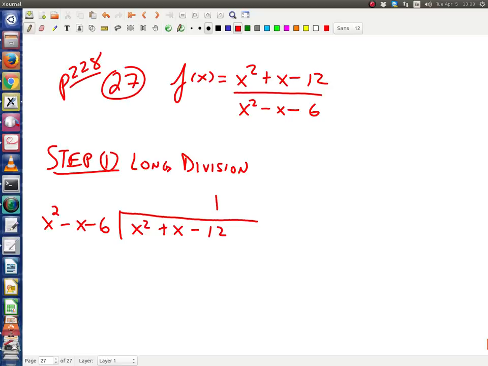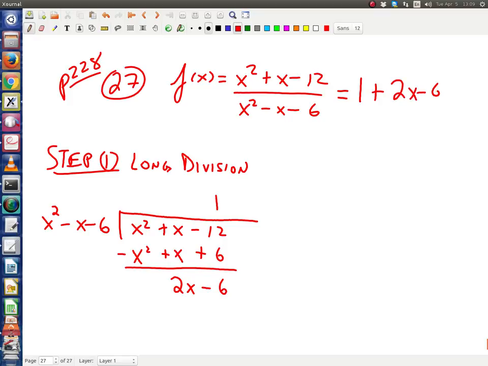It's 1. So 1 times x squared is x squared. 1 times negative x is negative x. 1 times negative 6 is negative 6. Let's add the opposite, and we get 2x minus 6. What does that mean? That means that the dividend, x squared plus x minus 12, divided by the divisor, x squared minus x minus 6, is equal to the quotient 1 plus the remainder, 2x minus 6, over the divisor, x squared minus x minus 6. So, in other words, this is the remainder because the degree is less than what we have in the divisor, so that's when we know when to stop.